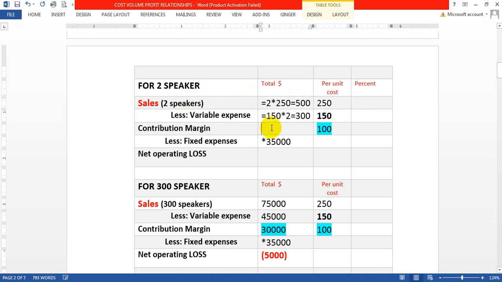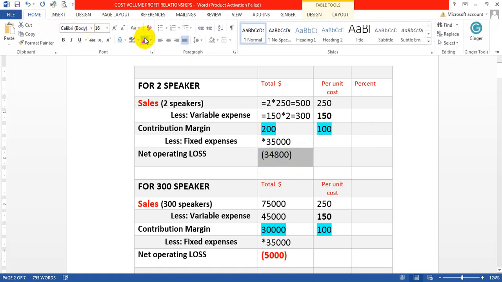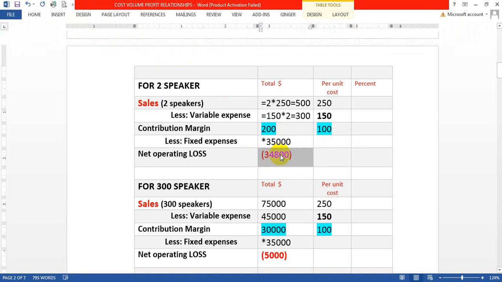What is my contribution margin? Sale minus variable expense, and then the fixed expense 35,000. So now my loss is 34,800, right? If I'm producing 2 units, I'm getting a loss again, because my fixed expense is not covered here. Until and unless my fixed expense is covered by the contribution margin, I would get a loss, right? So what should I do? I should move towards checking how many units I should produce. We will check. Okay, clear up to here?